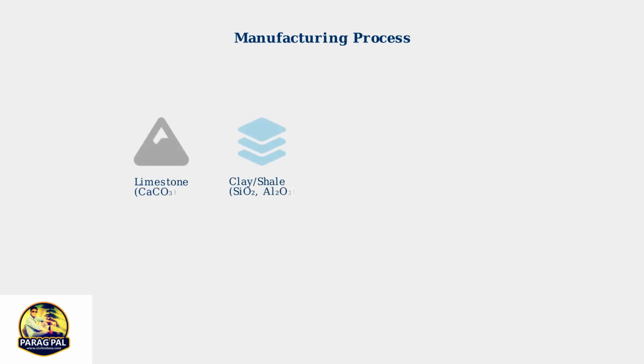Ordinary Portland cement, or OPC, is the most widely used type of cement worldwide. Understanding its manufacturing process and properties is essential for construction engineering. The manufacturing of OPC involves several critical steps, starting with the extraction of raw materials and ending with the final grinding process. First, raw materials are quarried from the earth. The primary materials are limestone, which provides calcium carbonate, and clay or shale, which supplies silica and alumina.